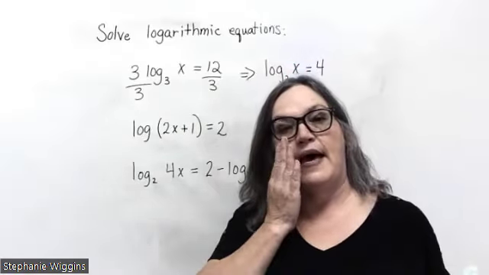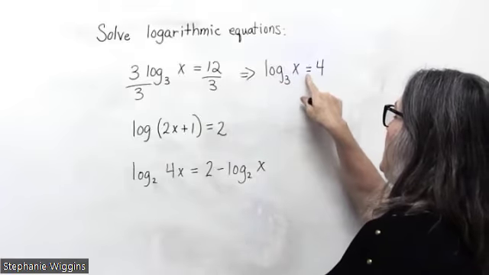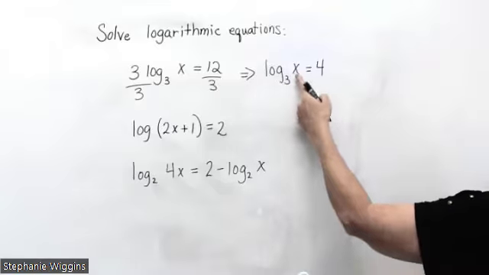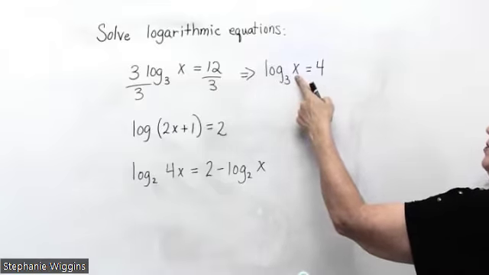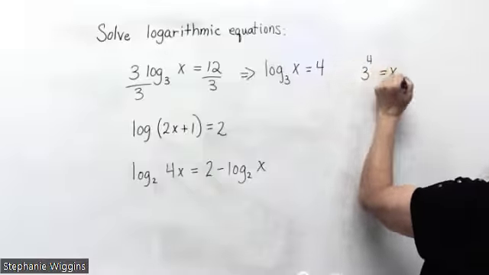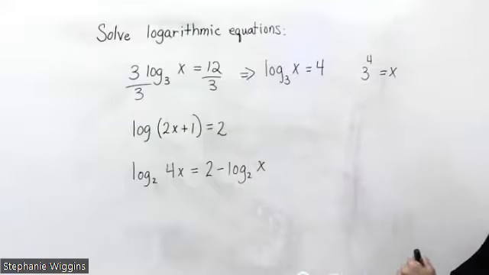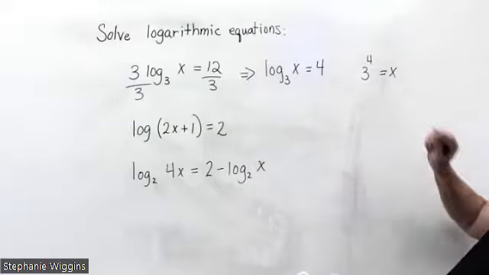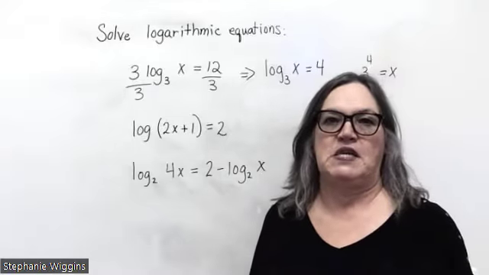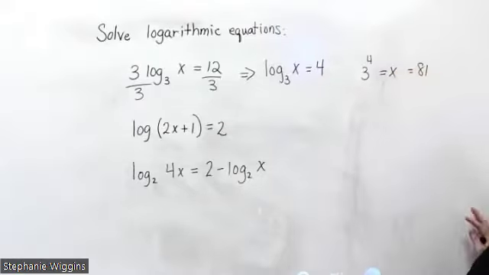Now, to put it in exponential form, the log is the exponent. This is the exponent on 3, and what that's equal to is x. So we have 3 to the 4 is x. This is the exponential form of this log equation. Now, 3 to the 4th power is just 3 squared times 3 squared, or 9 times 9, which is 81. So we see that x is 81.